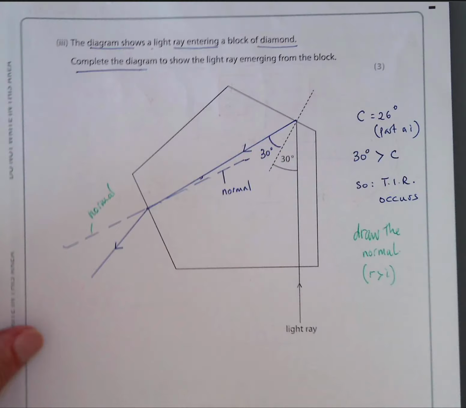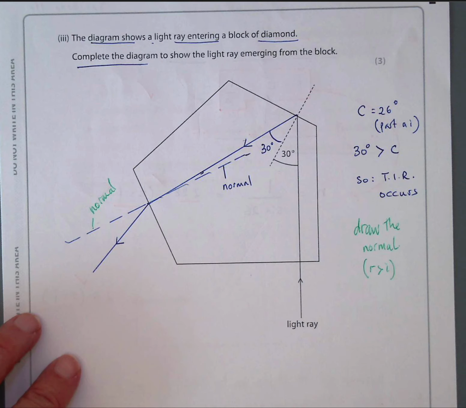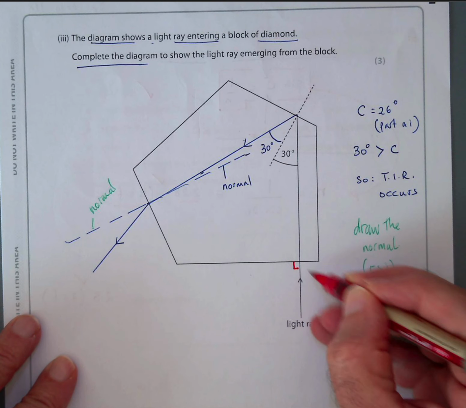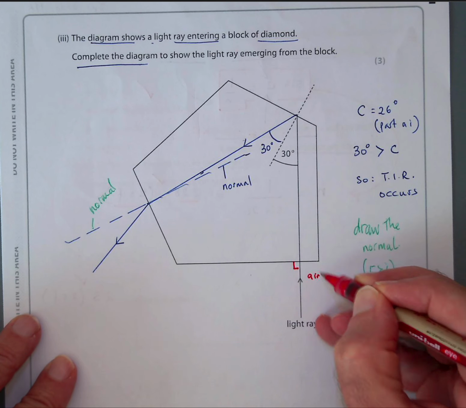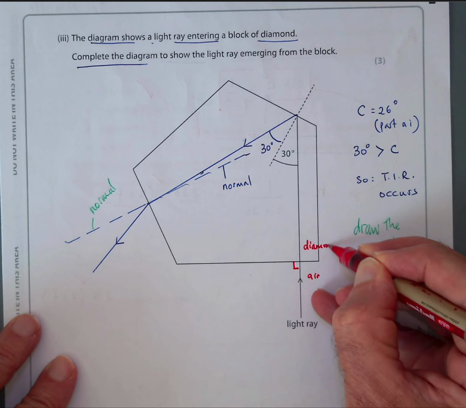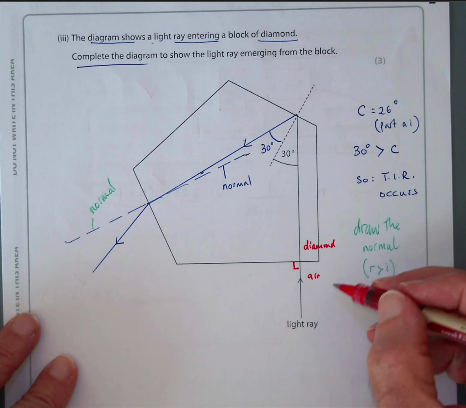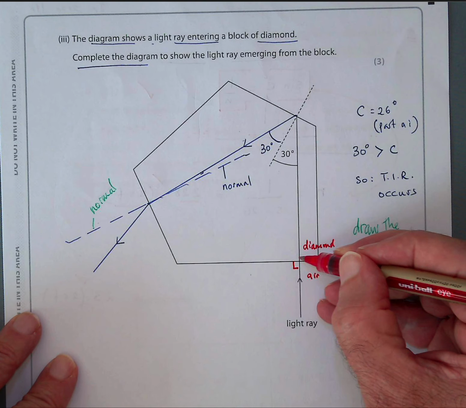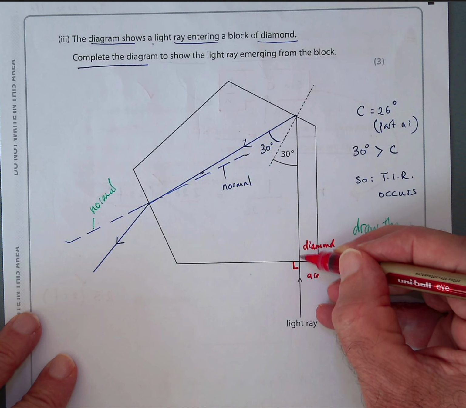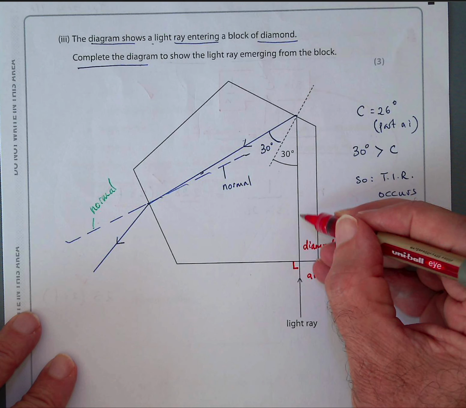Now they've drawn you the diamond that they're talking about. So this is the diamond. The light ray comes in. You notice that it comes in at right angles to the boundary between here, which is air, and here, which is the diamond. This is the diamond, a pentagonal, 5-sided shape. Because it's going in at right angles, or along the normal, it doesn't change direction, but it does still slow down.